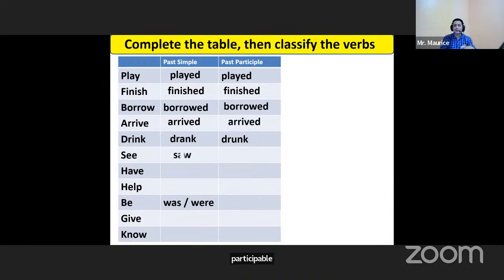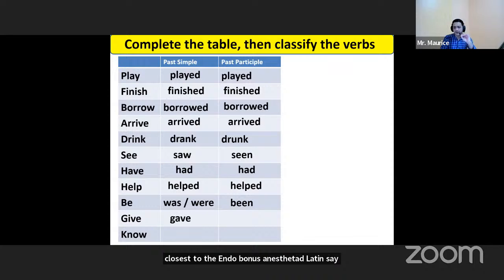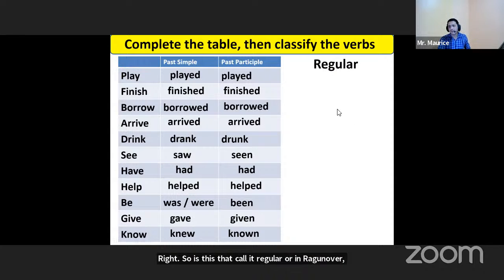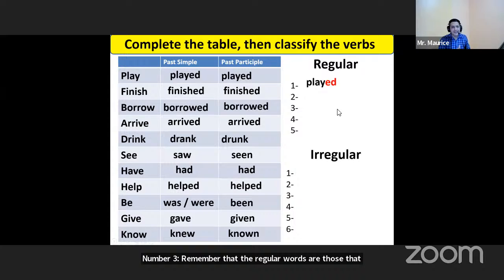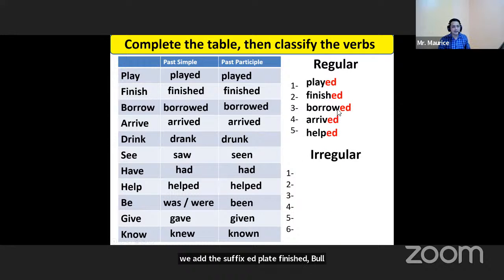Para el presente perfecto, lo que nosotros estamos estudiando, vamos a necesitar la tercera columna de los verbos. En este caso, se la denomina el participio pasado. Past participle, right? So, it is the third column. Regular or irregular verbs will need that column number three. Remember that the regular verbs are those to which we add the suffix ed. Played, finished, borrowed, arrived, helped. Alright? So don't forget, these are the regular verbs.